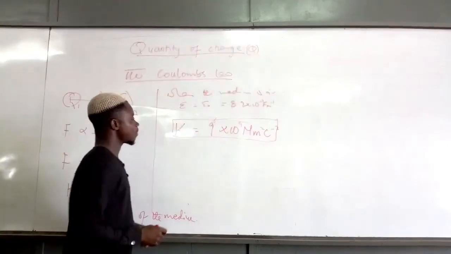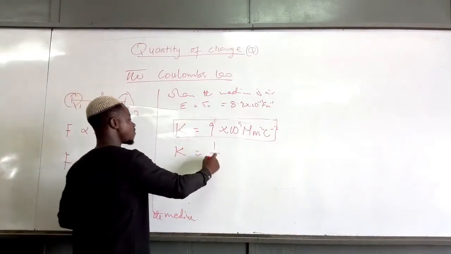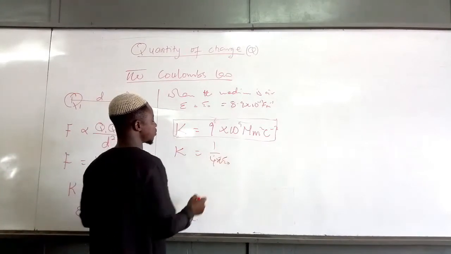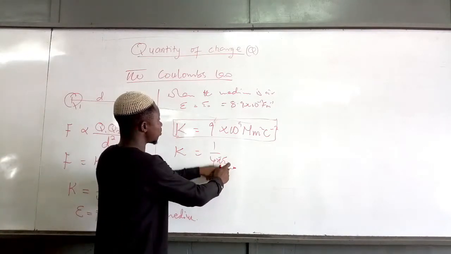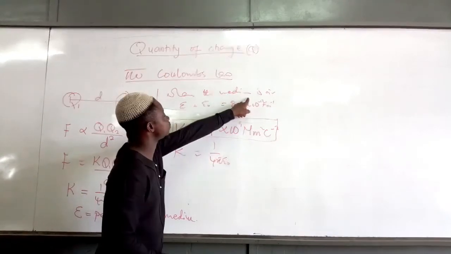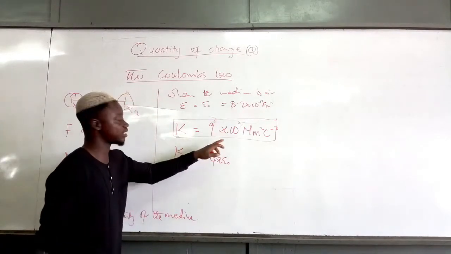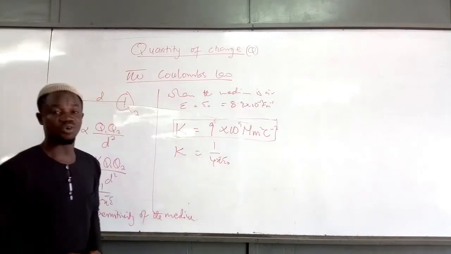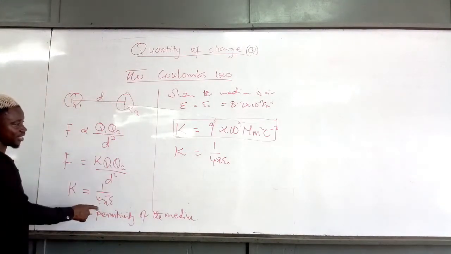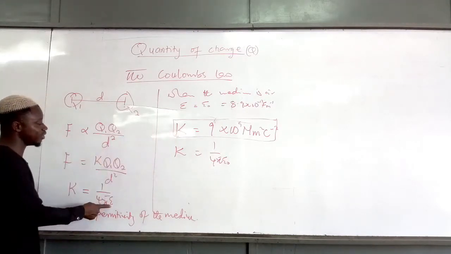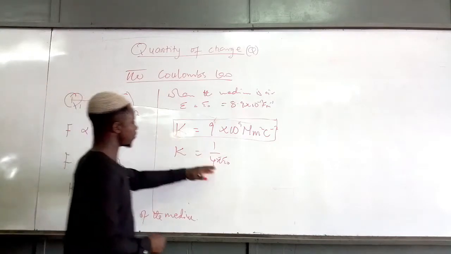This constant K is given by 1 over 4 pi epsilon naught, where epsilon naught is the permittivity of free space, whose value is this. When we put it in, we get K to be equal to this. This is what we call Coulomb's constant. But remember, the value for K can change when the medium between the two charges also changes. Take note of that.